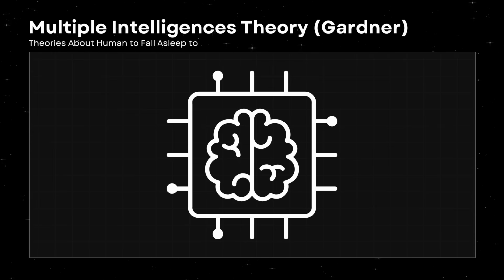It involves using the body skillfully to express ideas or solve problems. Athletes, dancers, and surgeons often use this intelligence in their work. People with strong bodily intelligence may learn best by doing rather than sitting still. They may enjoy hands-on tasks, sports, or crafts.